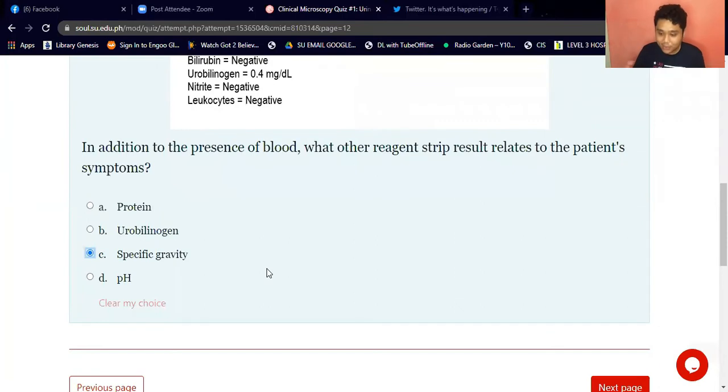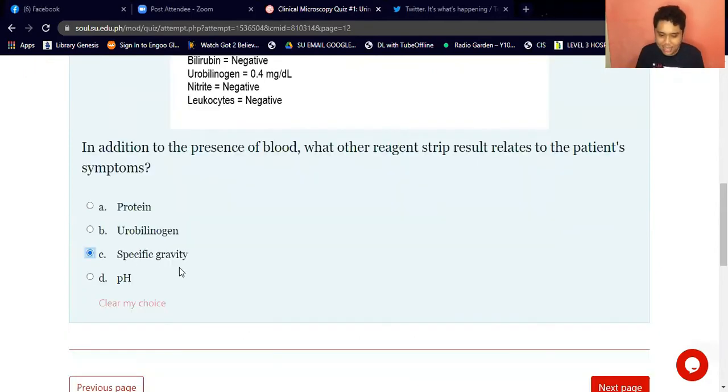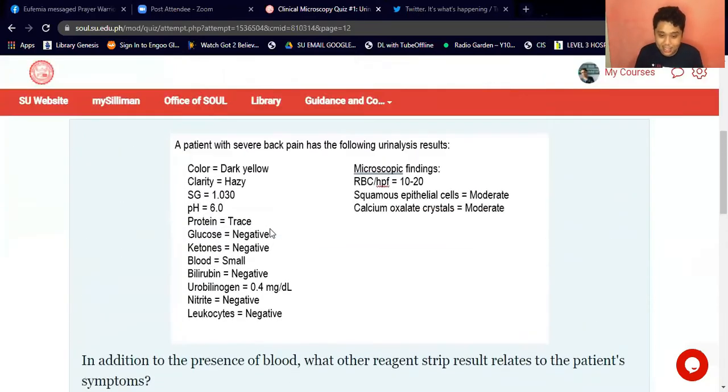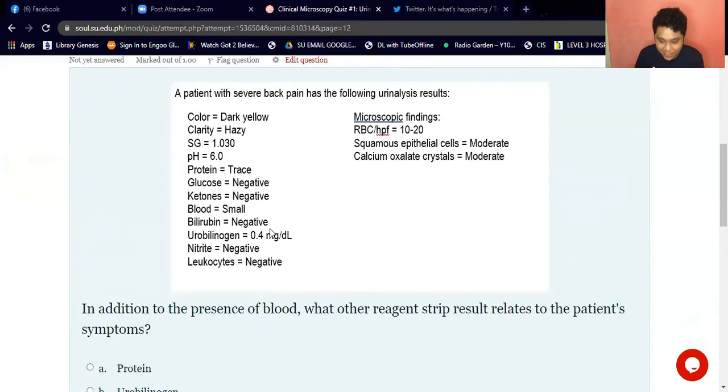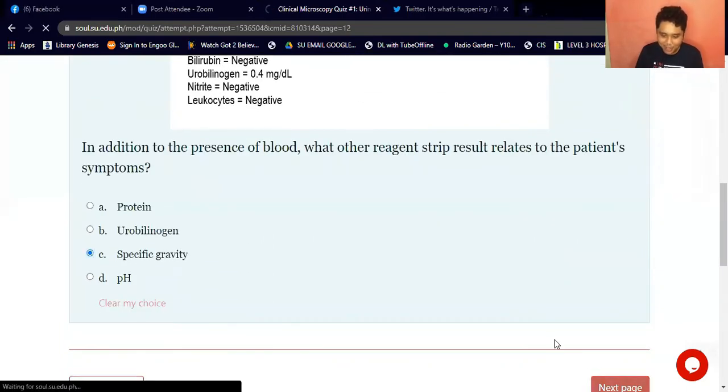So therefore, that facilitates the precipitation of the solutes and the formation of your crystals. Right? Remember, although the pH is acidic, the specific gravity is highly concentrated and that really contributes to the formation of the crystal, or of the kidney stone. So therefore, our answer here is specific gravity. Okay? So I hope you got it.